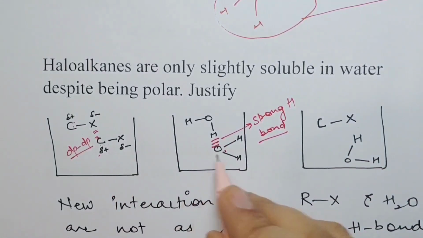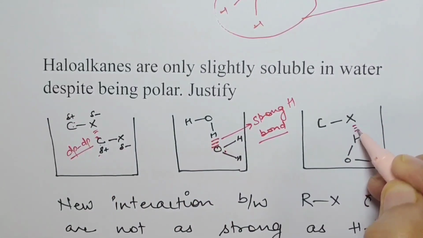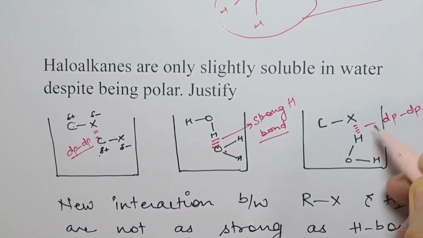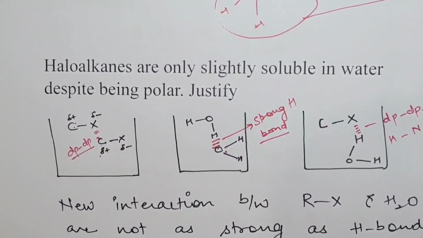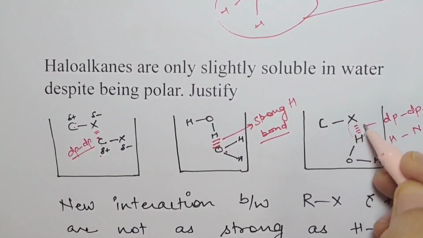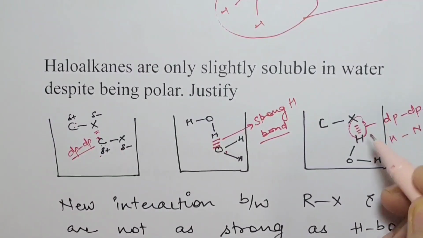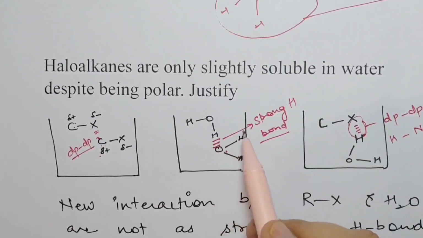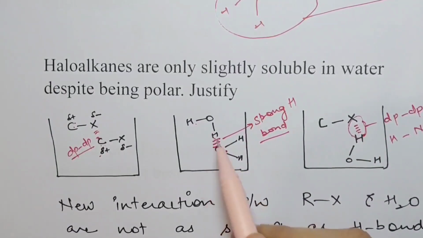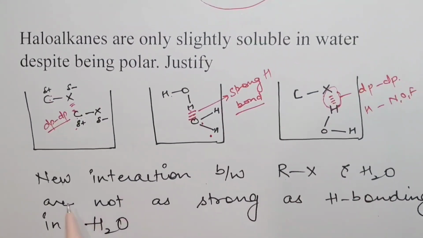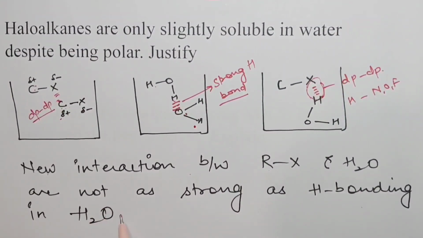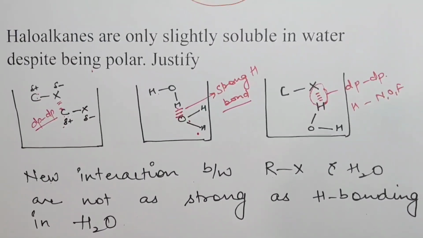Now, if we mix them, the new interaction that would be formed would be dipole-dipole, because the hydrogen bonding is formed only between hydrogen and nitrogen or oxygen or fluorine. Okay, so this interaction is going to be dipole-dipole. Now, this interaction is much weaker than the hydrogen bonding that is present between water molecules. So the new interaction between RX and water is not as strong as the hydrogen bonding in water. That is why haloalkanes are only slightly soluble in water despite being polar.